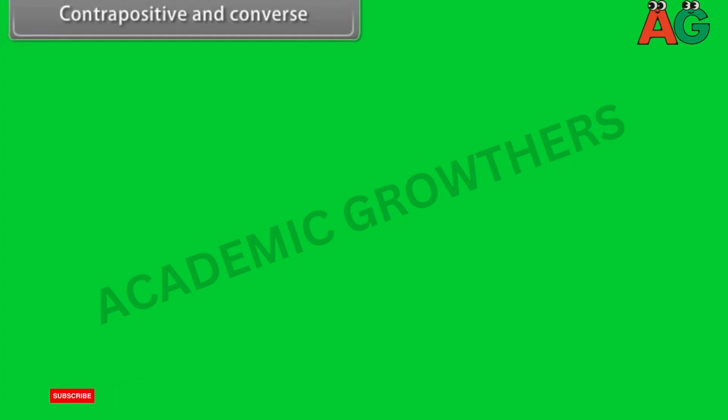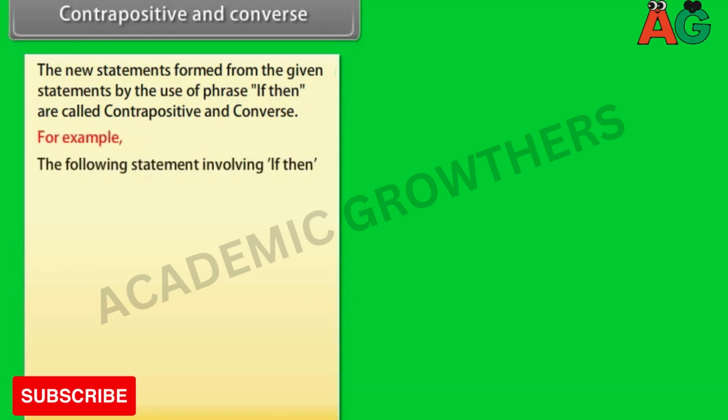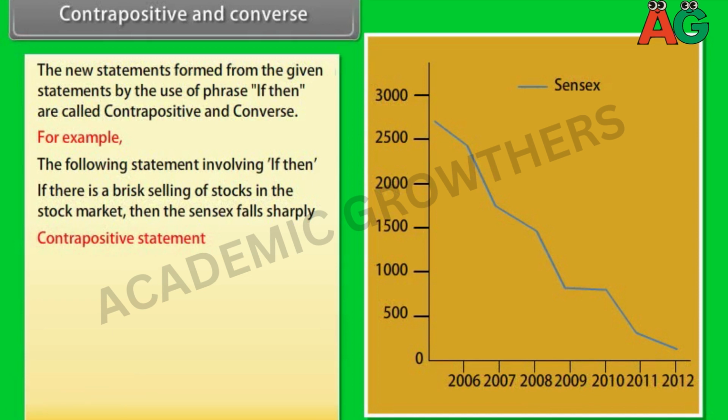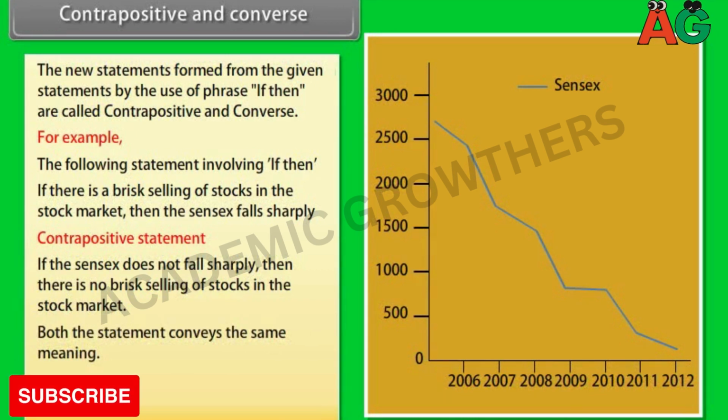Contrapositive and converse. The new statements formed from the given statements by the use of the phrase if-then are called contrapositive and converse. For example, consider the following statement involving if-then: If there is a brisk selling of stocks in the stock market, then the Sensex falls sharply. The contrapositive of the statement is: if the Sensex does not fall sharply, then there is no brisk selling of stocks in the stock market.